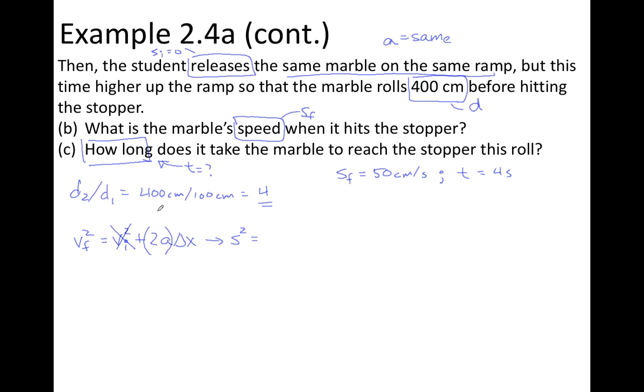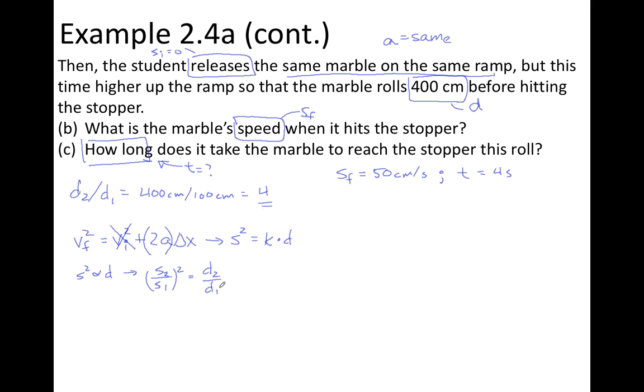Well, the acceleration is the same, so twice the acceleration is also going to be the same. That is a constant value. And so we see here that we've got a speed squared is equal to a constant times the distance. So that's going to show us that the speed squared is proportional to the distance. We can use that to set up a scaling equation where the ratio of speeds squared is equal to the ratio of distances.